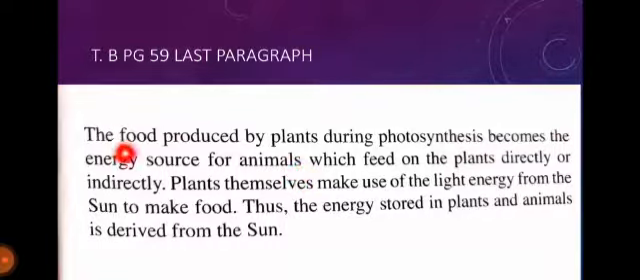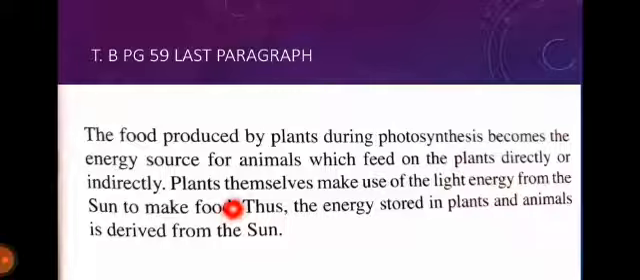So the same thing is discussed here, that food produced by the plant during photosynthesis becomes the food of the animals, and animals feed on these plants, sometimes directly and sometimes indirectly. Means some of the animals eat the plant, but some animals eat other animals, so they are also eating the plants indirectly. Okay, I will give you an example in the next slide.